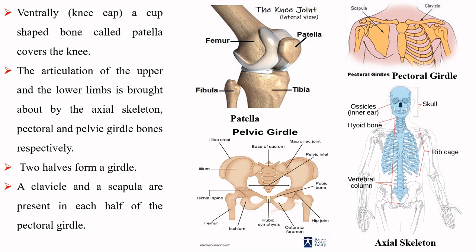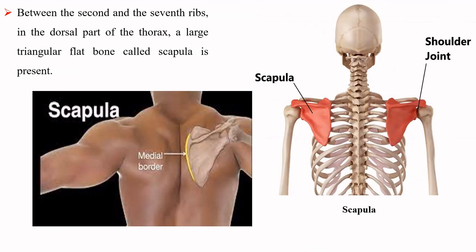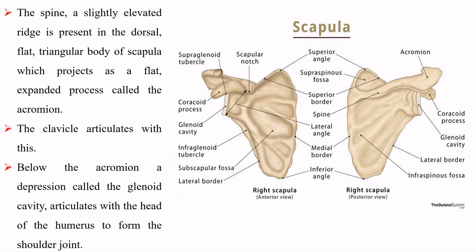The articulation of the upper and the lower limbs is brought about by the axial skeleton, pectoral, and pelvic girdle bones respectively. 2 halves form a girdle. A clavicle and a scapula are present in each half of the pectoral girdle. Between the 2nd and the 7th ribs in the dorsal part of the thorax, a large triangular flat bone called scapula is present. The spine, a slightly elevated ridge, is present in the dorsal flat triangular body of scapula, which projects as a flat expanded process called the acromion. The clavicle articulates with this.